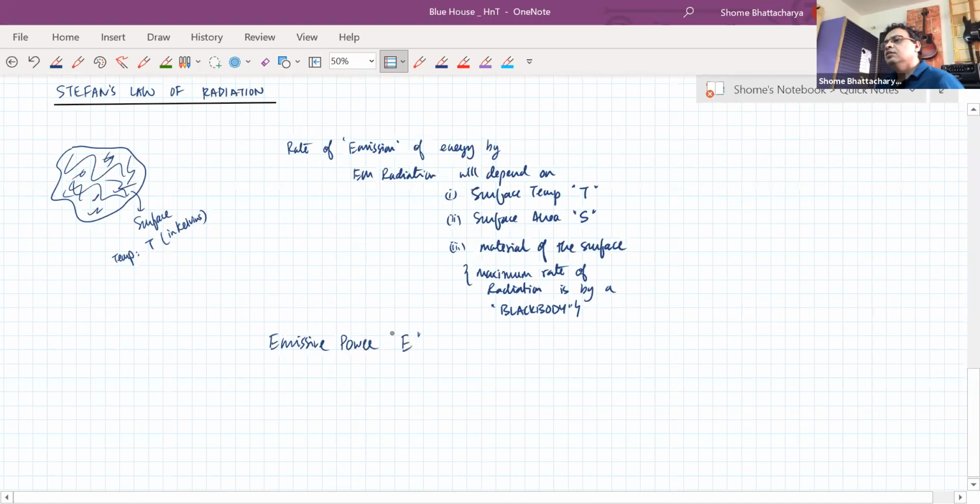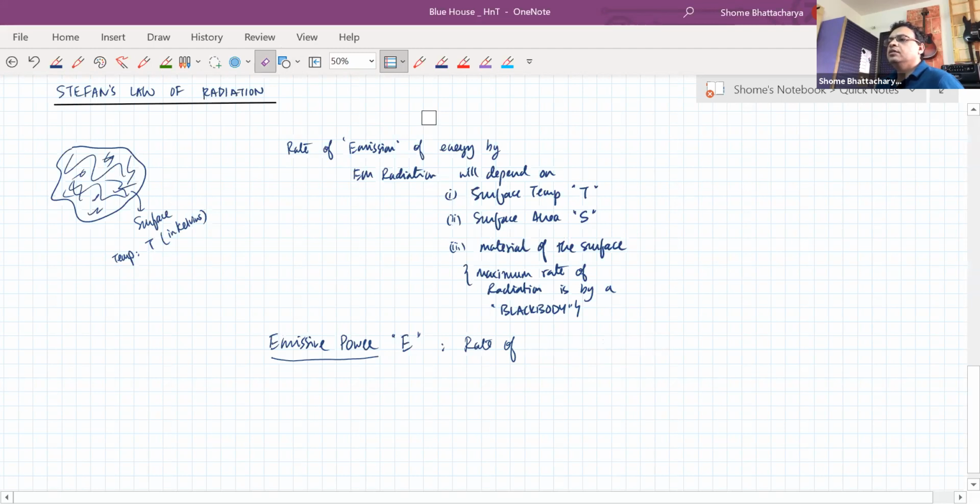A capital E, the emissive power. Now the name is a little misleading because power is in watts, but emissive power is in watts per meter square. It is the rate of emission per unit time, or you can say it is the rate of energy emitted.